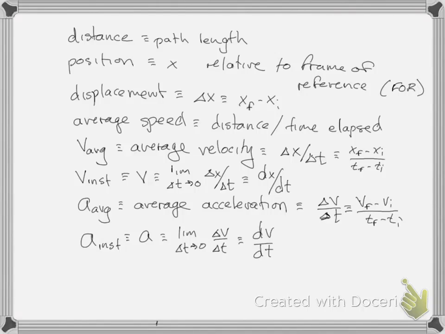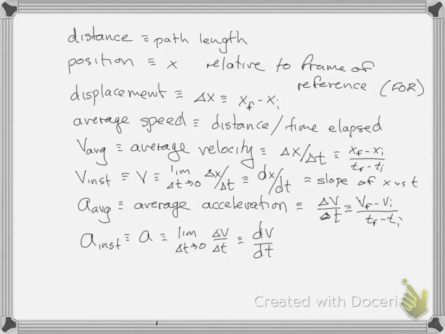Average speed, which is distance over time elapsed. Average velocity, which is displacement over time elapsed, or delta t. Instantaneous velocity, which is taking the average over a very small time, or the derivative, or the slope of the position versus time. I added the slope comment.